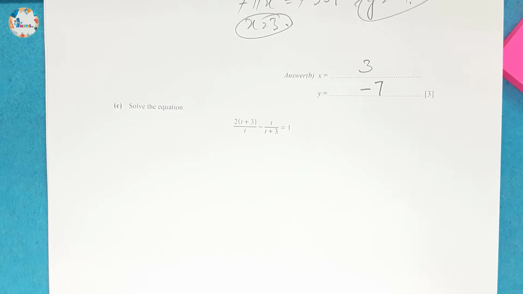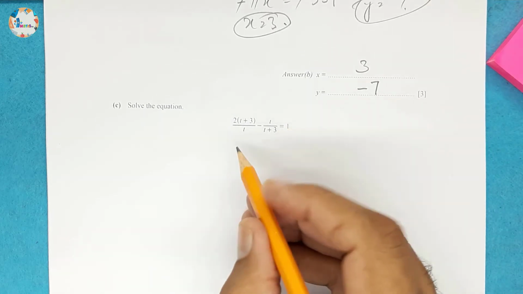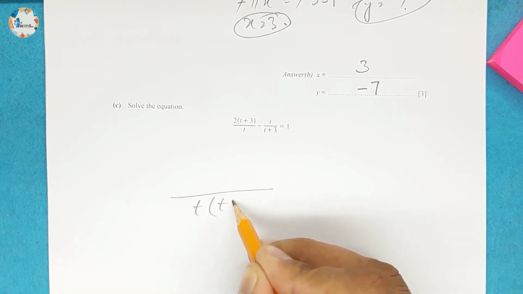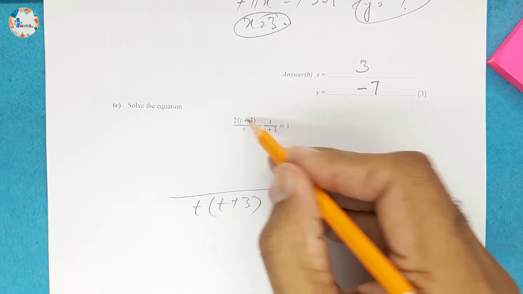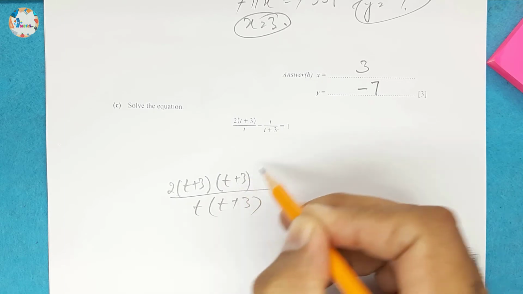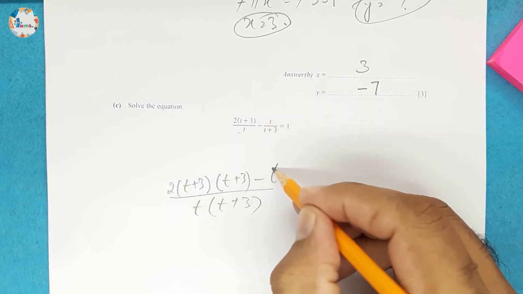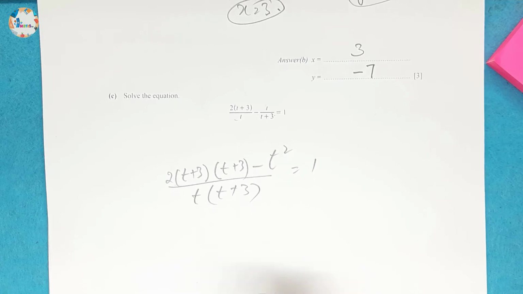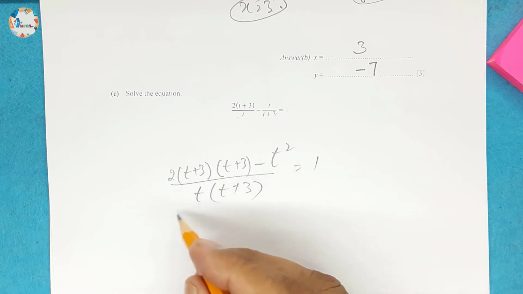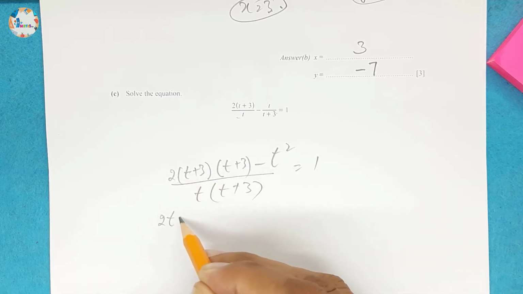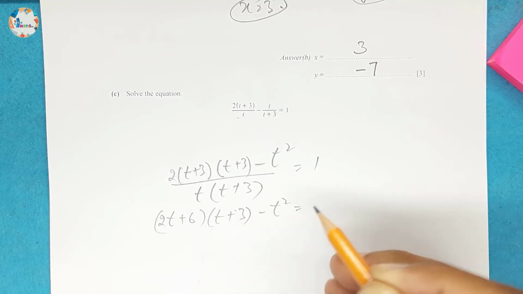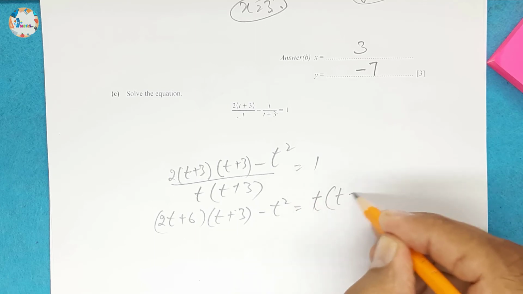Now they're saying solve the equation. This one we have to solve. We can take the LCM of t and t plus 3. So this into this, 2 into t plus 3 into t plus 3, and minus this into this will be t squared is equal to 1. Now we can basically cross multiply. So this into this will be 2t plus 6 into t plus 3, and minus t squared is equal to t into t plus 3.